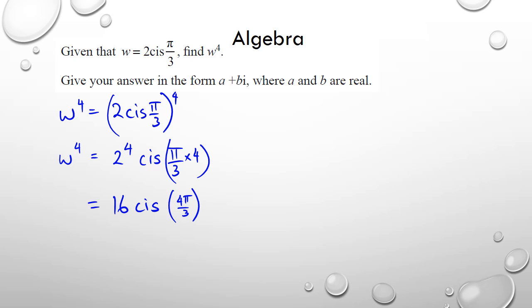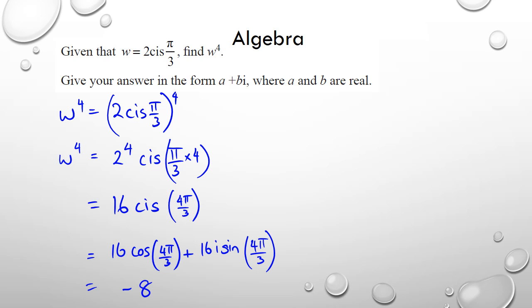To convert this into a plus bi form, you could write this as 16 cos 4 pi over 3 plus 16i sine 4 pi over 3. And when you calculate this, you will get your complex number in a plus bi form, which is minus 8 minus 13.86i. Cool. Next question.